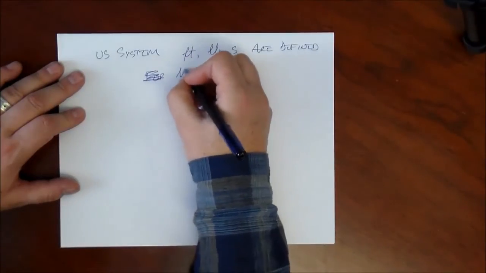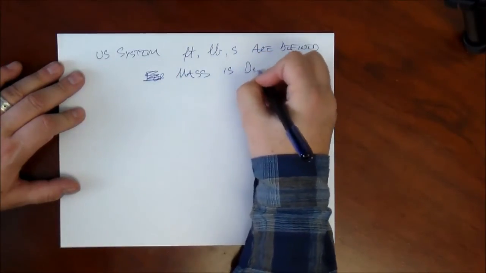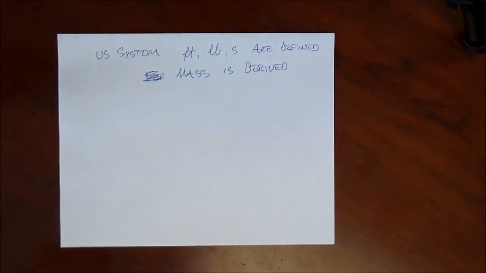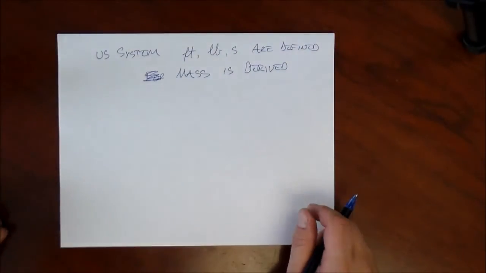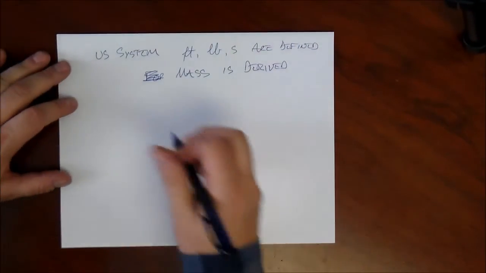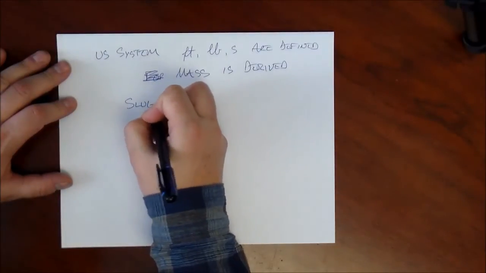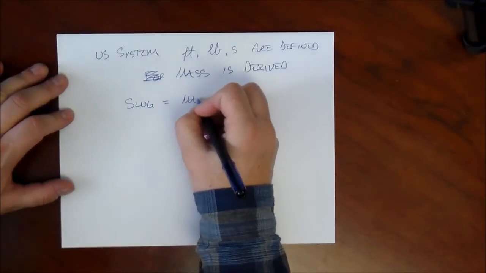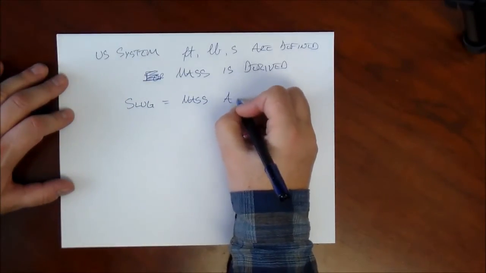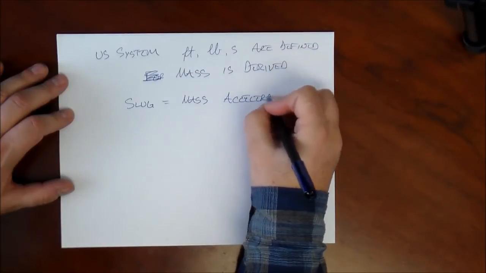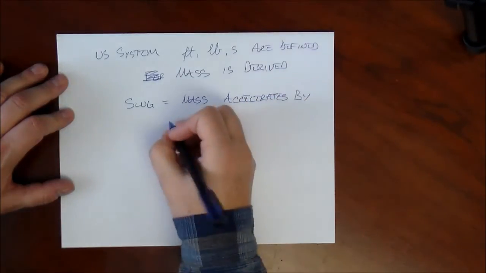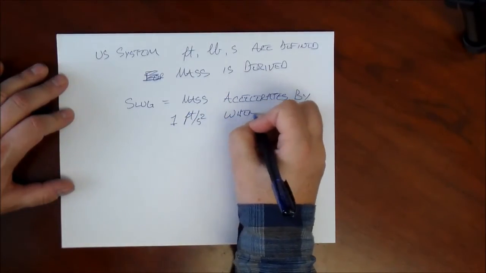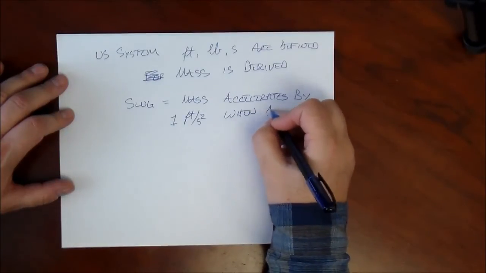And the mass is derived. We have two masses that we use in US customary units, so two different definitions. The most common is the slug, right? A slug is defined as the mass that accelerates by 1 foot per second squared when acted upon by a 1 pound force.